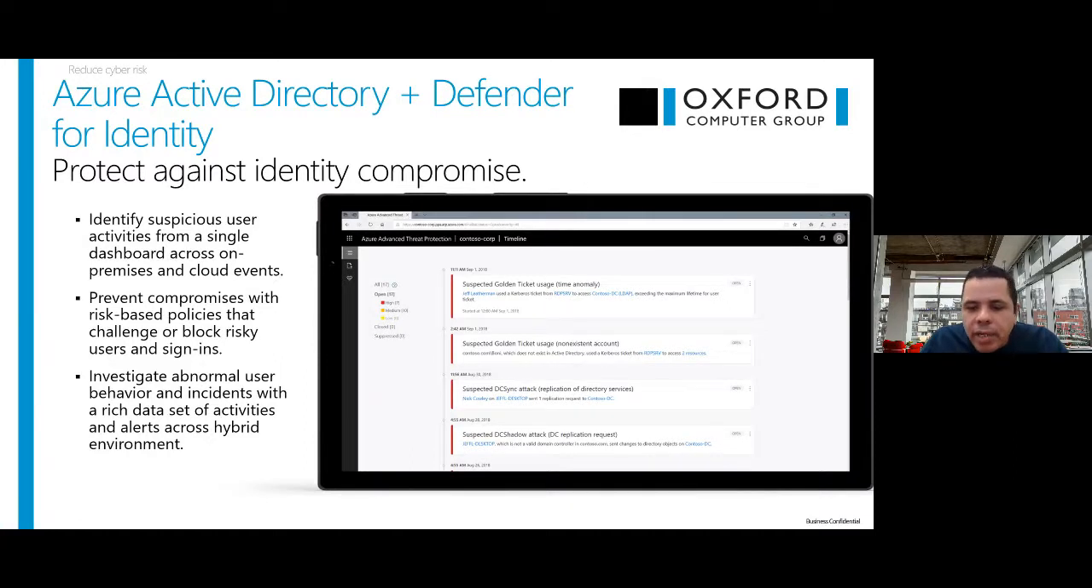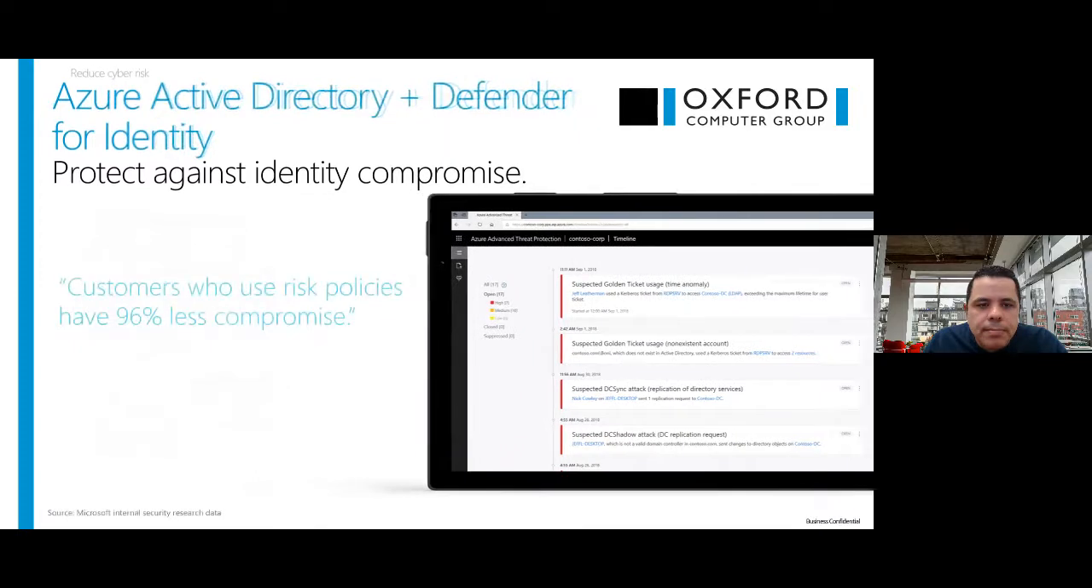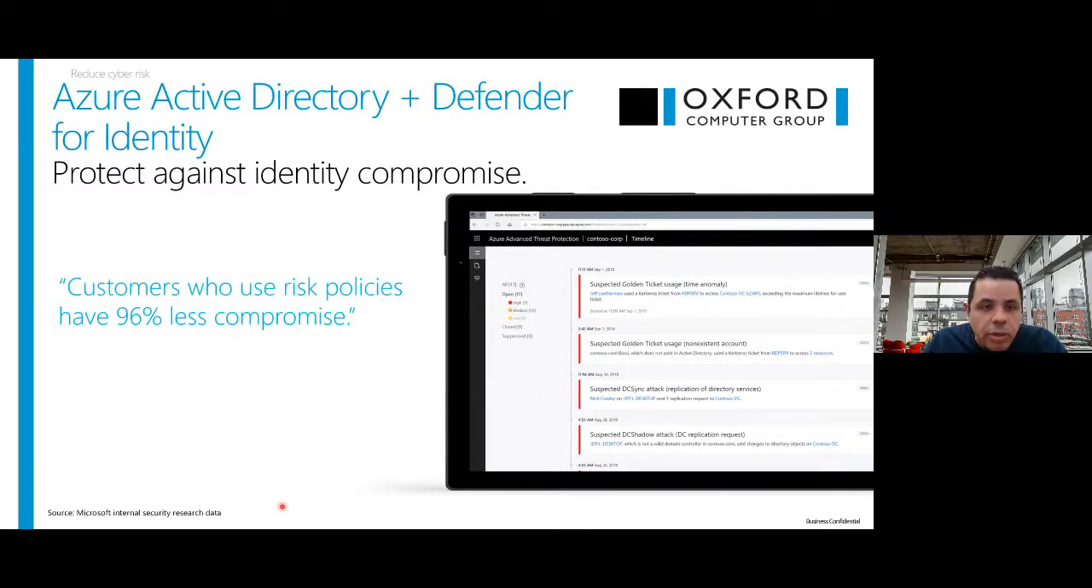With Azure Active Directory, Defender for Identity, and Defender for Endpoint all working together, it provides the greatest level of identity protection. Customers who use risk policies, using identity protection as an example, have 96% less compromise, according to some internal security research data conducted by Microsoft.